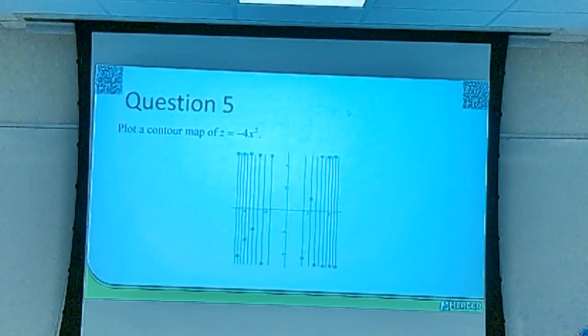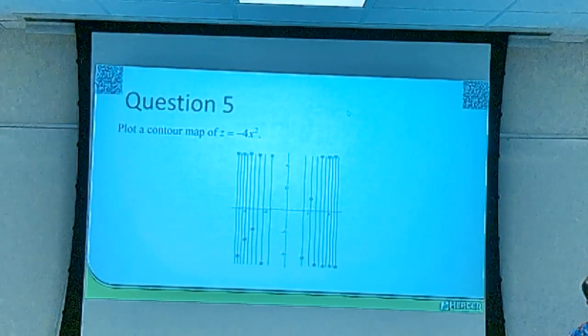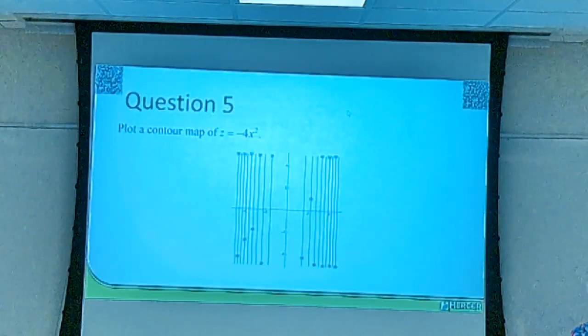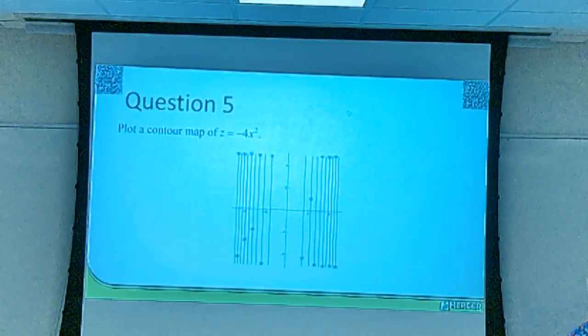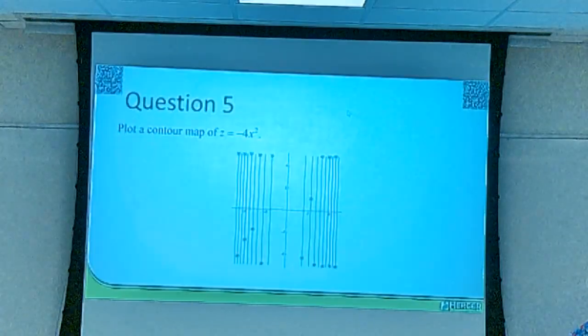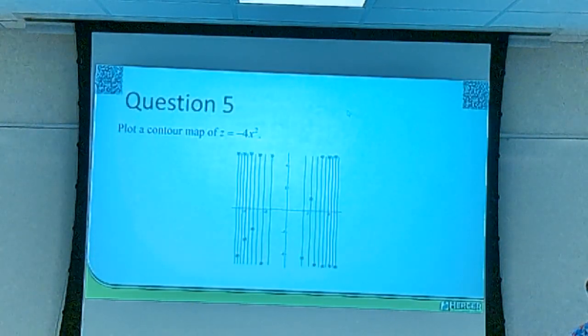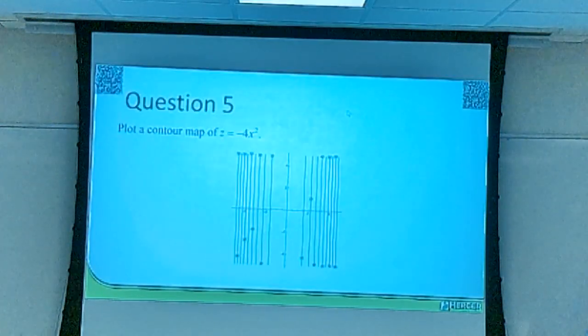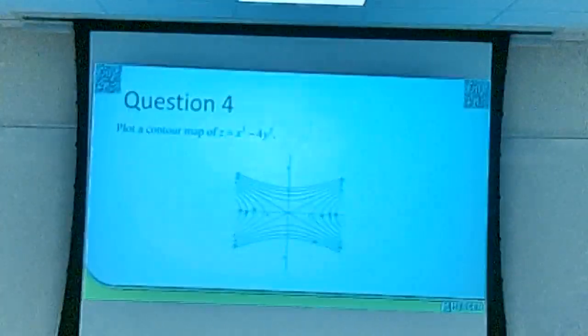So for contours, you're just always solving f of x, y equals c. That's what a level curve is. I sometimes call it a contour curve. And then the contour map is a plot of all the level curves. So you're just always solving for whatever variable. If it was f of y, you'd be solving for y. Right, but you can't always do that.